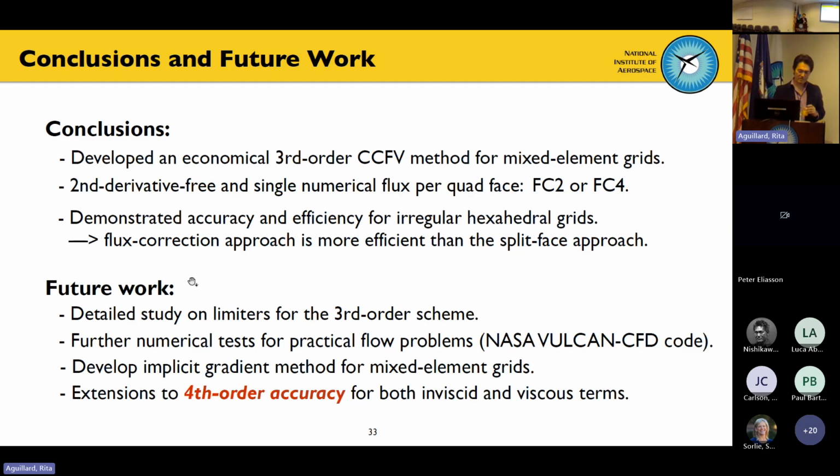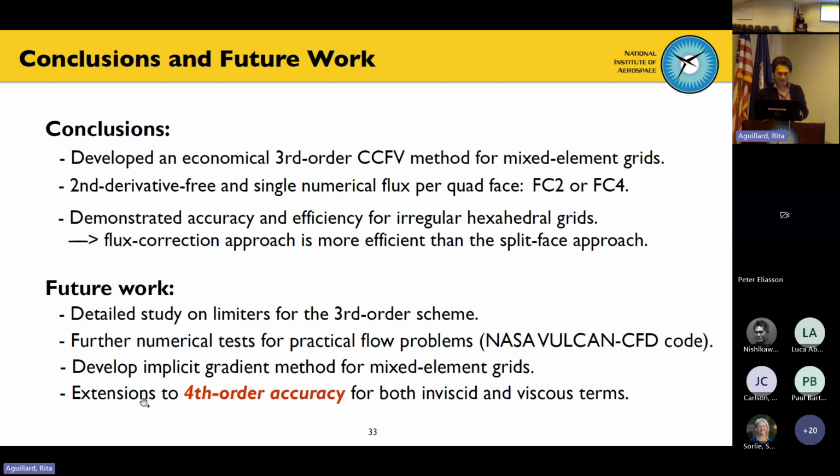So the future work, there are a bunch of future work. I'd like to investigate more on the limiters for third-order scheme and further numerical tests for practical CFD flow problems like hypersonic flows by the NASA Vulcan CFD code, and develop an implicit gradient method for mixed element grids. We use quadratic least squares, but the stencil is huge. And we'd like to reduce it by using an implicit approach.